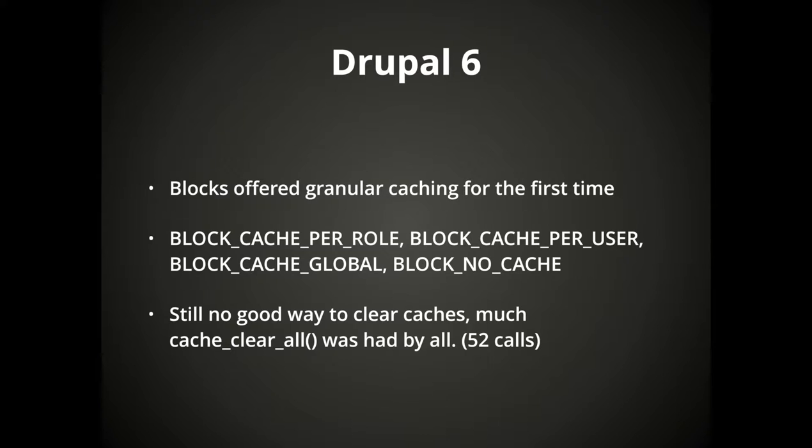Then you have Drupal 6. For the first time, blocks offered a way to granularly cache the output of a block. What does that mean? There were some constants that you could specify for each block in the system. You could say, I want to cache this for every user role on the site. That means if a user has a different role, serve them a different copy of the cache data. You can do that per user if you had user data in there. There were a few others, I think about 5 or 6 of those total. But there's still no good way to clear the caches. So there was just much cache clear all everywhere. There were at least 52 calls in Drupal 6 core.